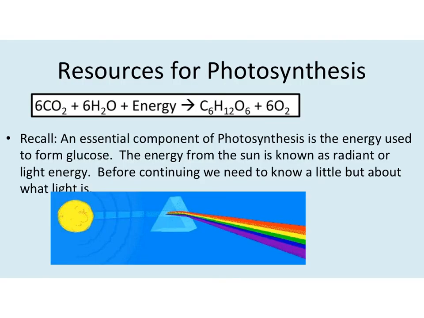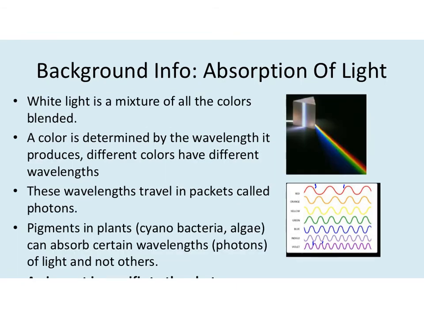Now, we talk about some resources for photosynthesis. An essential component for photosynthesis is energy, used to make glucose. Okay, when we talk about this energy, we've already talked about where water comes from the ground, CO2 comes from the air. The energy is sunlight. But we should know a little bit about sunlight. It's known as radiant energy or light energy. And we're going to briefly go over what sunlight is.